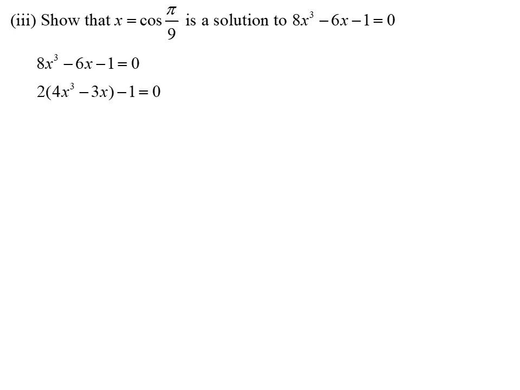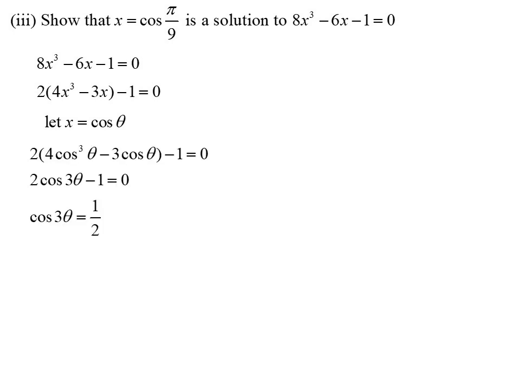Show that x equals cos pi on 9 is a solution to this equation. There's the equation. I've factorized it partially, because I'm going to use the results that we just found. You might not see it straight away, but they've given me an idea here where they've told me x equals cos of pi on 9. I know the solution for x is going to be cos of something, so why don't I let x be cos of theta? Now all I have to do is show that theta is pi on 9.